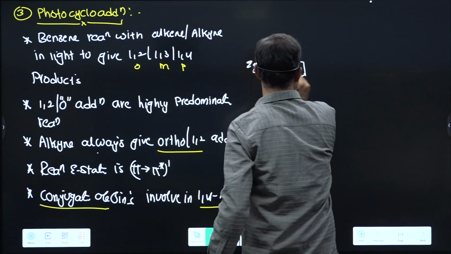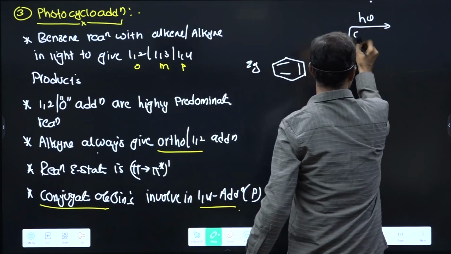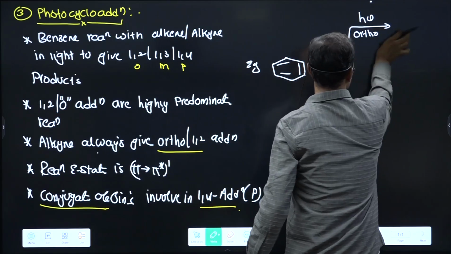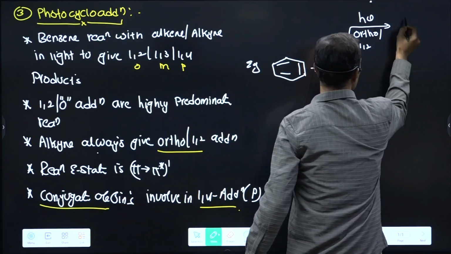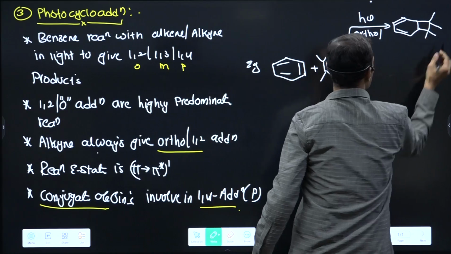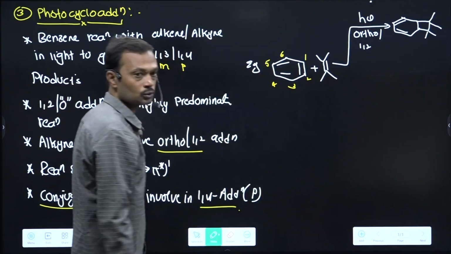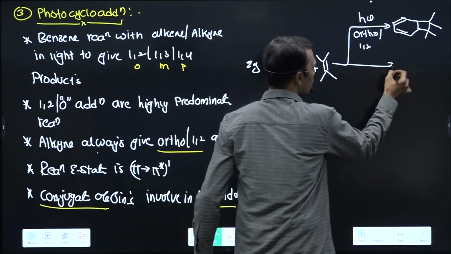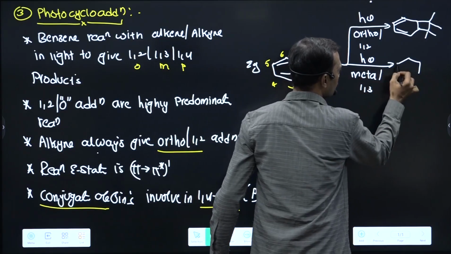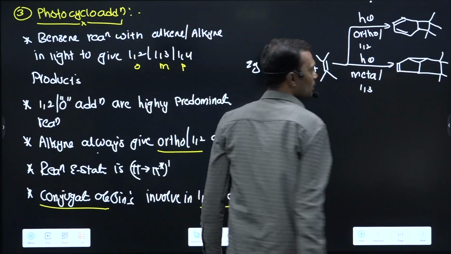So here I am writing benzene and here I am taking an olefin. Photochemically, this gives ortho, 1,2 addition. You will get this answer directly. This is 1, 2, 3, 4, 5, 6. 1,2 is ortho. Then what about photochemically? One more product is also possible. What is it? Meta. Meta addition is nothing but 1,3. 1,3 means you will get it like this. This is called 1,3 addition.